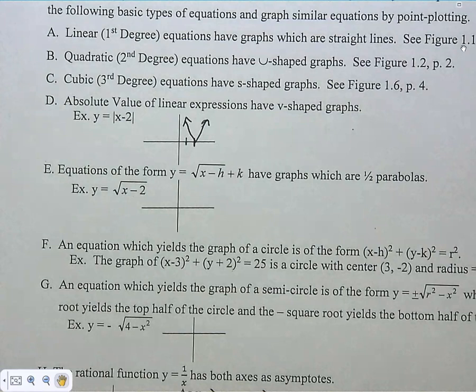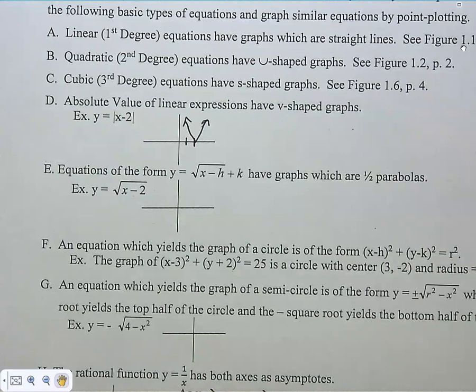Y equals the square root of x minus h plus k. This is a graph that has been shifted horizontally h units, either to the left or to the right, and up or down k units. But if you have square root of x plus something or x minus something, that's going to be half a parabola. And this is half a parabola that's been shifted how? 2 units to the right again, just like this.